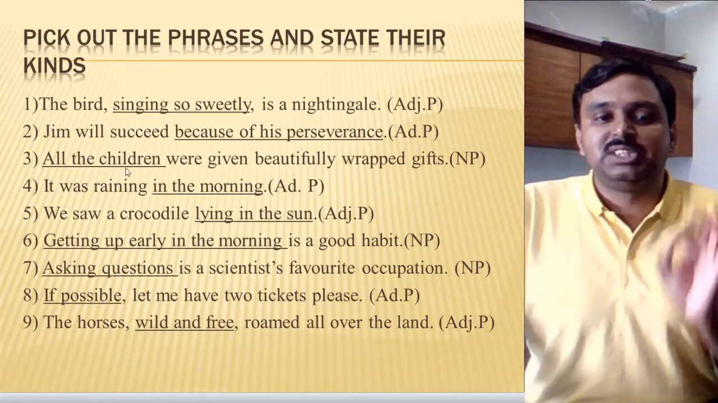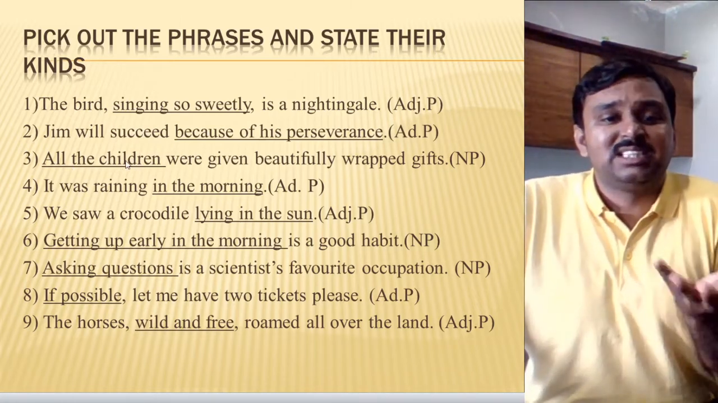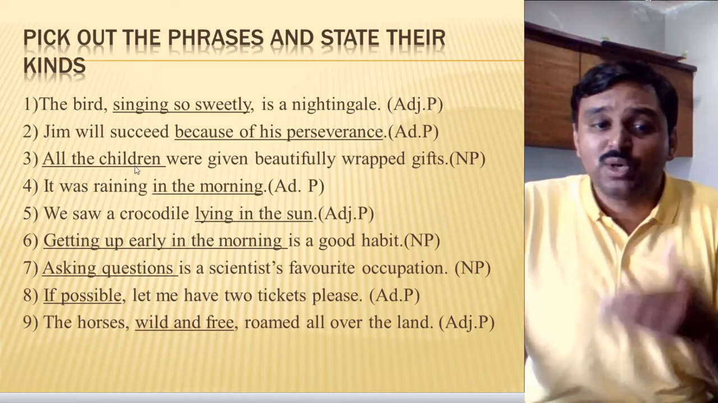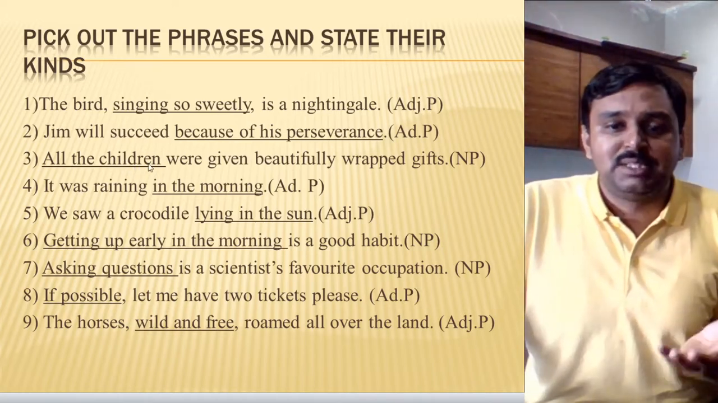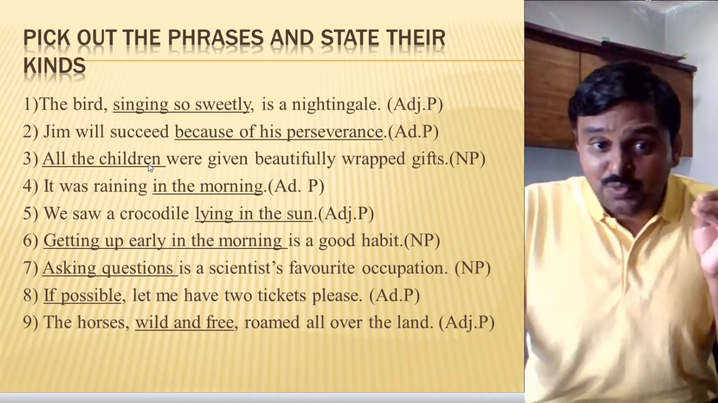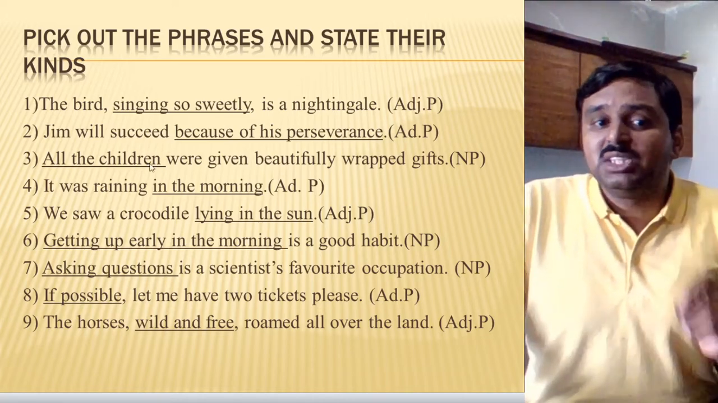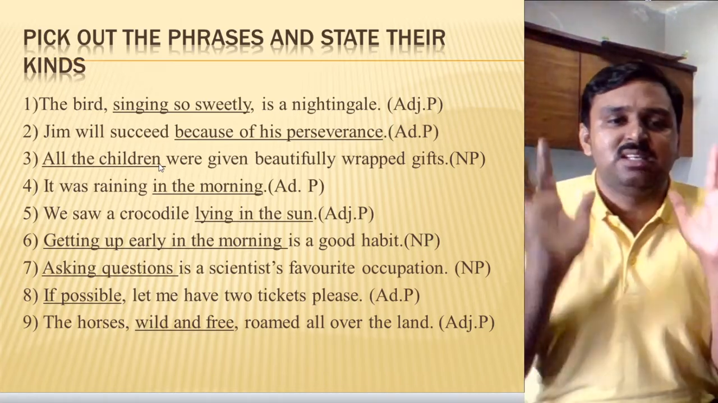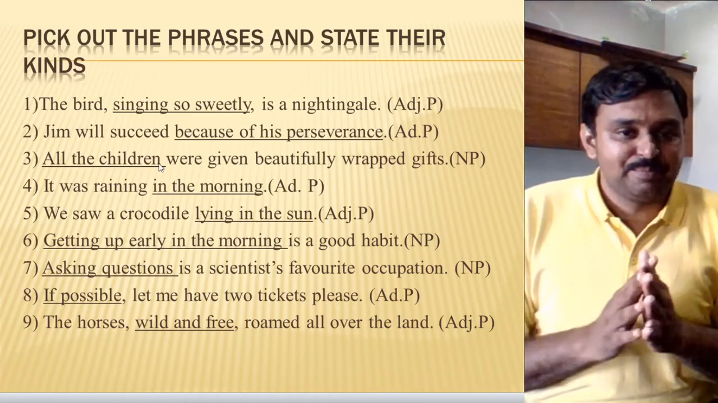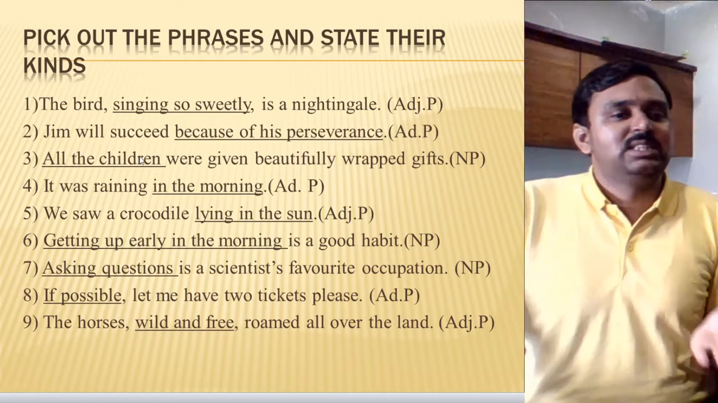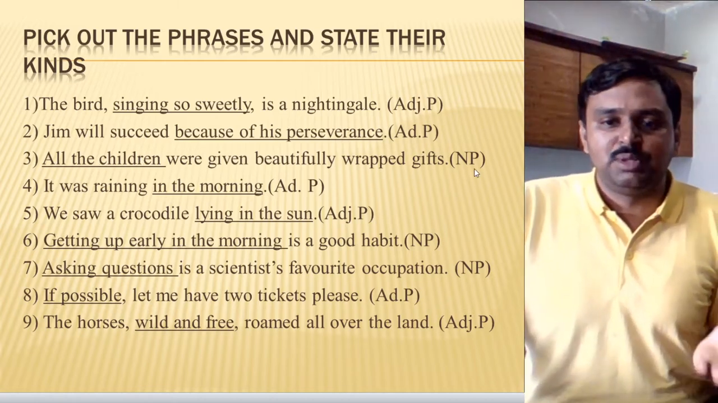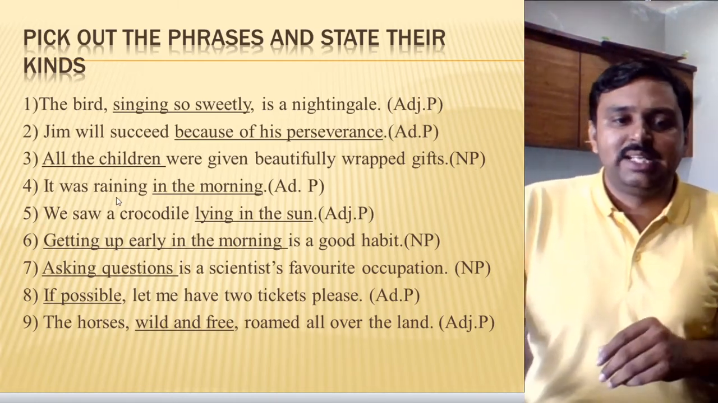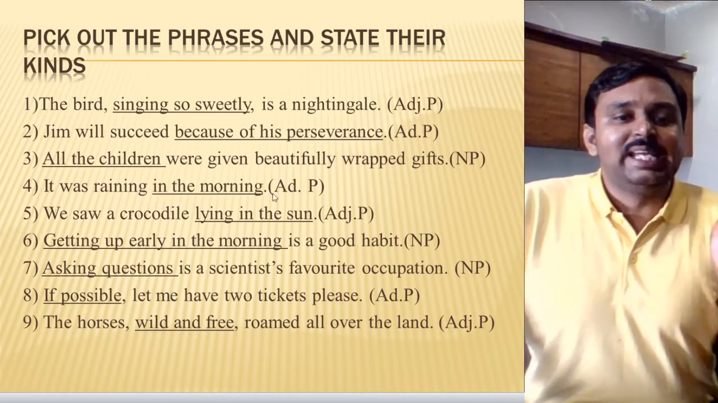Example like all the children. Here this all the children is the subject, they are all nouns, working as a noun, and for that purpose it is a noun phrase. This group of words is not describing a noun, not describing a verb here. That's why it is a noun phrase. All the children, an example of a noun phrase. Look at the third example. It was raining in the morning.